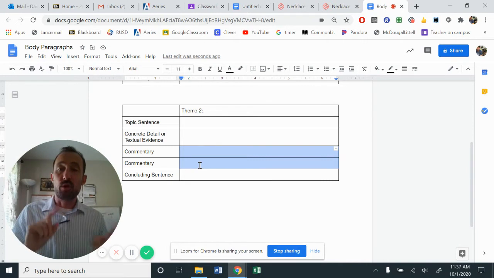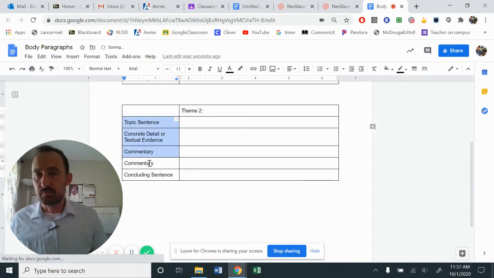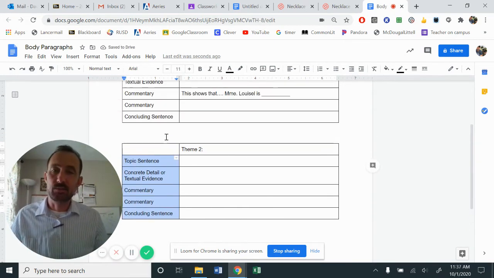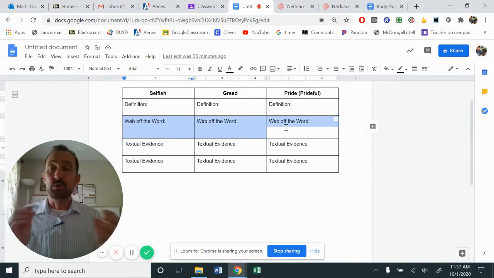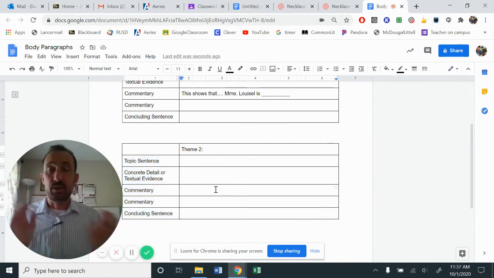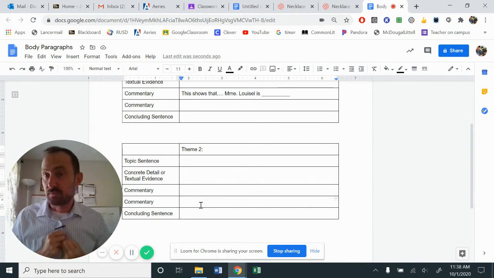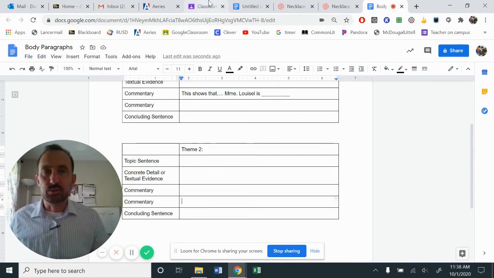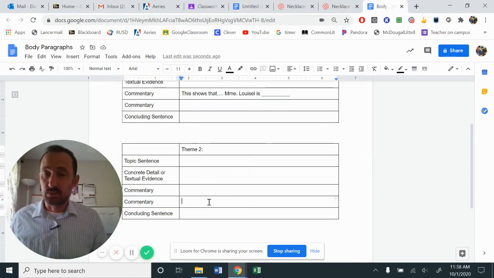Now we are jumping back and forth. However, what we're connected to is these components right here. Okay. So we have found our piece of textual evidence. We have moved that over. Now we take the words from the web of words to construct our commentary. So it goes here, commentary. This shows that, da da da da, and then you begin to finish that item. Okay. This also shows that she wants things for herself. And maybe that's one of the greedy phrases that you came up with. Okay. You piece these together. So you almost like pick a word. Pick a phrase from here, and then you stitch it into your sentences over here. Okay.